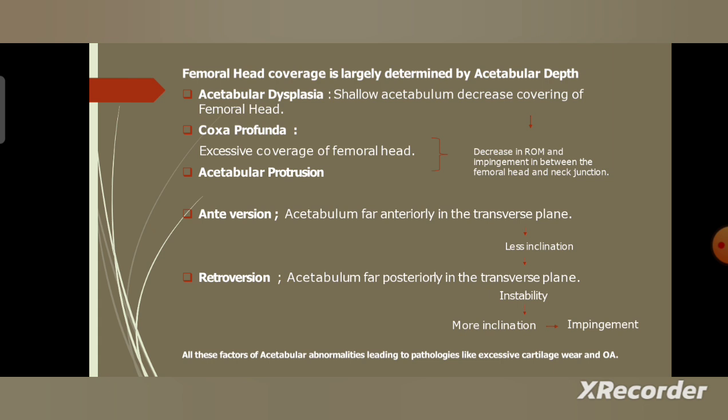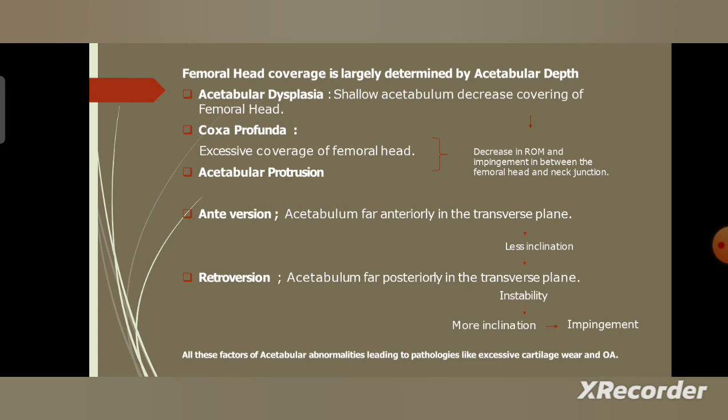First is acetabular dysplasia. It is a shallow acetabulum with decreased covering of the femoral head. Coxa profunda is excessive coverage of the femoral head, and acetabular protrusio. In coxa profunda and acetabular protrusio, there is a decrease in the range of motion and impingement between the femoral head and neck junction.